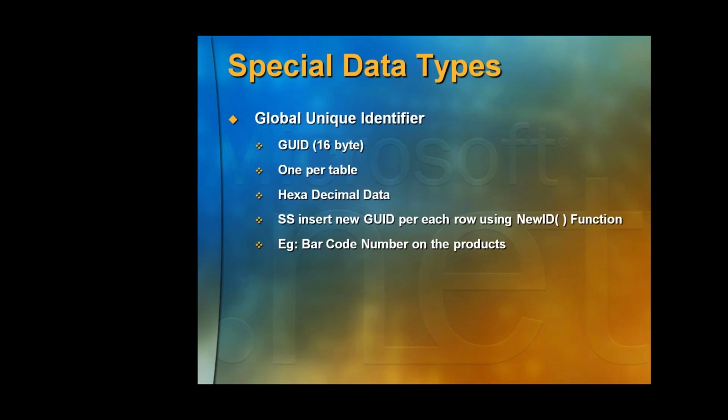So now, global unique identifier. It is called a GUID, 16 bytes, one per table, and hexadecimal data will get stored. SQL Server inserts a new GUID per row using the NEWID function, like barcode numbers on products. Clear? And we have XML data as well to store XML.